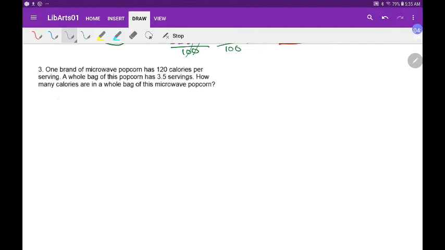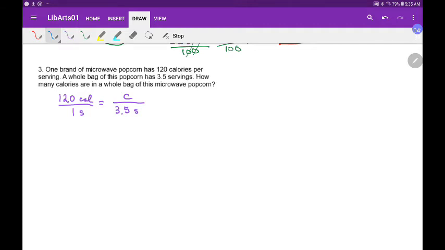Okay, one brand of microwave popcorn has 120 calories per serving. And a whole bag of this popcorn has 3.5 servings. How many calories are in a whole bag? Well, we'll do proportions again. Apparently, we have 3.5 servings over here, and we don't know how many calories, so I just say C for calories.